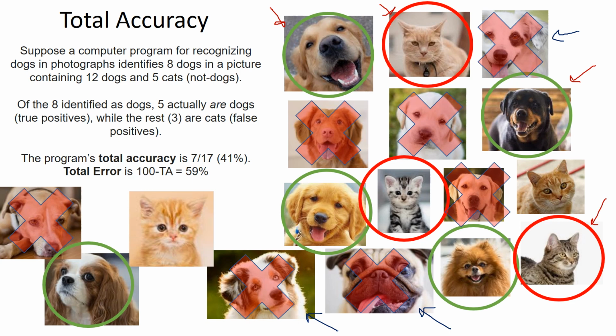We also were shown a couple of pictures of cats that we decided were not dogs. We've got two pictures of cats here. Here's one and here's one. We've got a couple of cats that we were also right about. So 5 dogs and 2 cats we were correct about. That's 7 out of 17. So we were 41% accurate. And then total error is just the complement of that. So we had a 59% error rate. So that's a pretty bad classifier. We didn't do so hot.